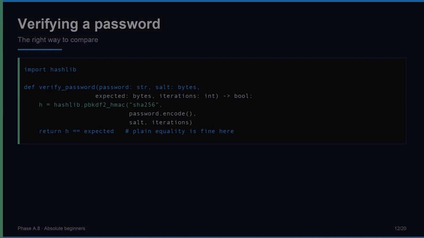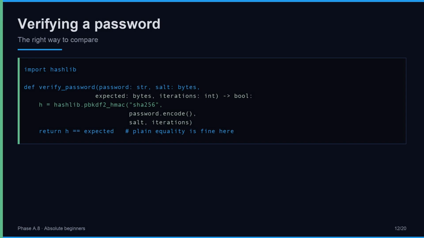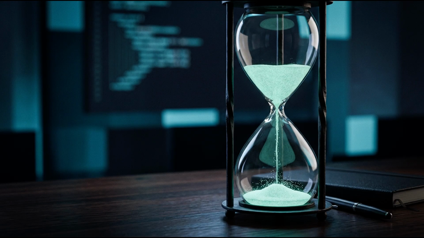Tune the slowness. Verifying is just rerunning the same computation. The user types a password. You take the stored salt for their account, the stored iterations count, and run pbkdf2_hmac again. If the result matches the stored hash, the password is correct. Plain double equals is fine here because both sides are random looking bytes and there is no timing leak that meaningfully helps an attacker who already has the salt and hash. The salt and iterations live in the database, the password never does. Rerun and compare.